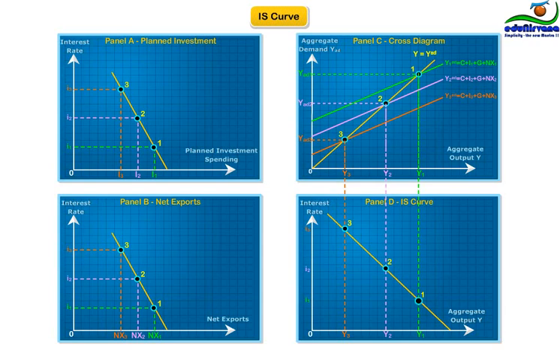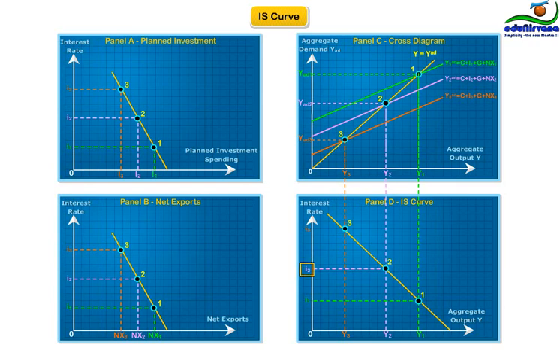Point 1 shows the resulting equilibrium level of output Y1 of panel C, which corresponds to interest rate I1 here in panel D. As the interest rate rises to I2 in panel A and B, both planned investment spending and net exports fall to I2 and NX2, so equilibrium output falls to Y2 in panel C. Here, point 2 shows the lower level of output Y2, which corresponds to interest rate I2.